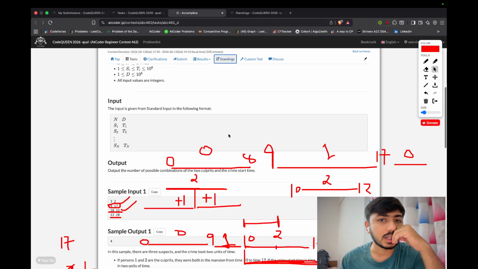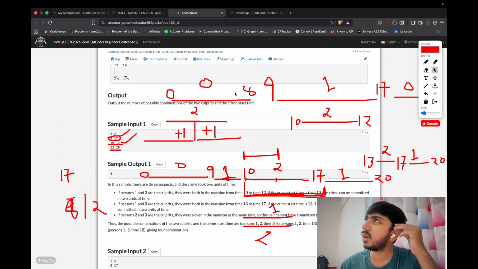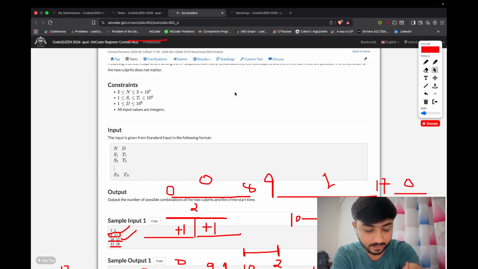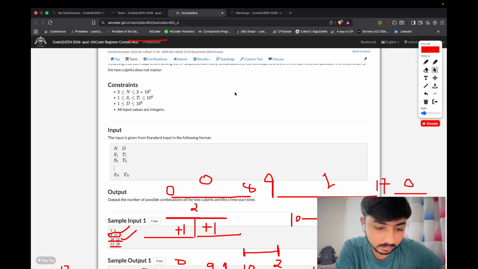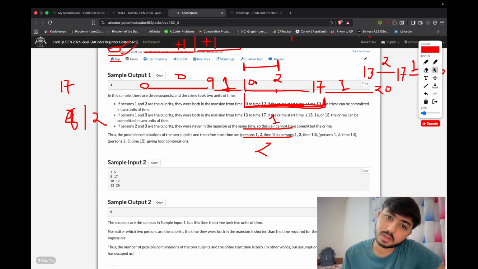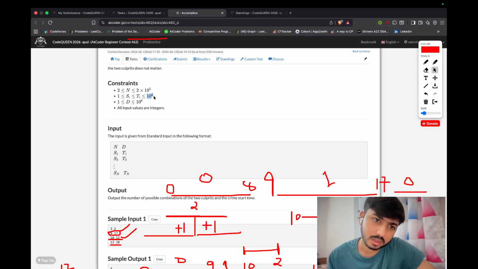Or we can, what else can we think? Let me think for a while. We have intervals. Start with 10. That's not a big deal actually. Oh, it's 10 to the power 6 only. Okay, and we have 10 to the power 5 points.